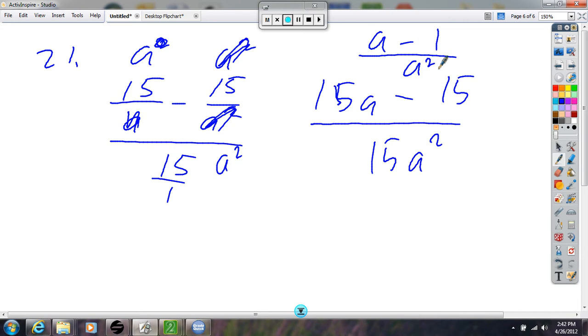Can I cancel this A with this A? No. Why not? Because the top one doesn't have it. This is a binomial. You cannot cancel part of a binomial. That A is a part of a binomial. You cannot cancel it. You can only cancel A minus 1. You don't have an A minus 1 at the bottom. This is our answer.